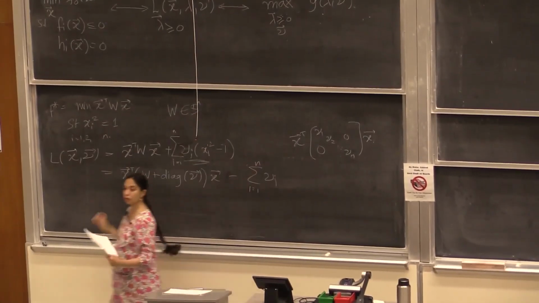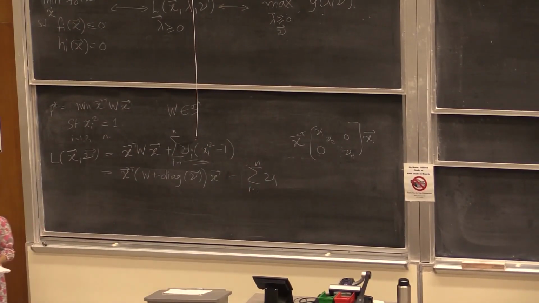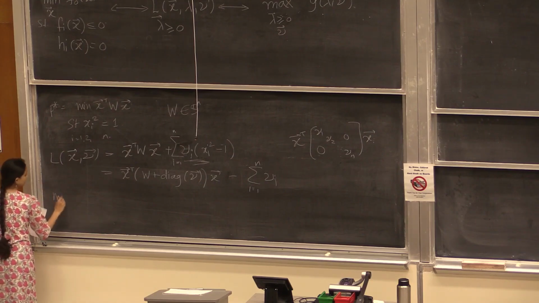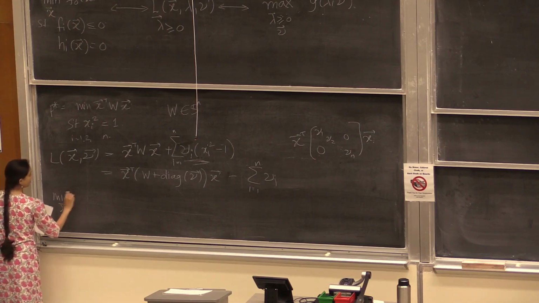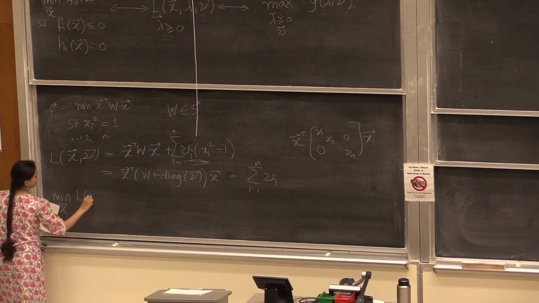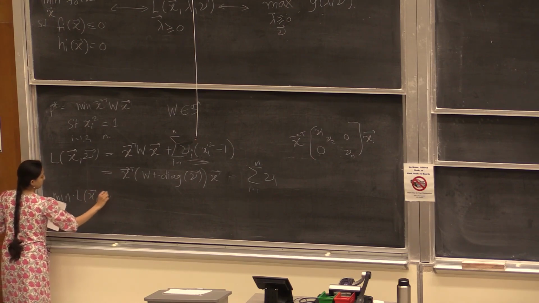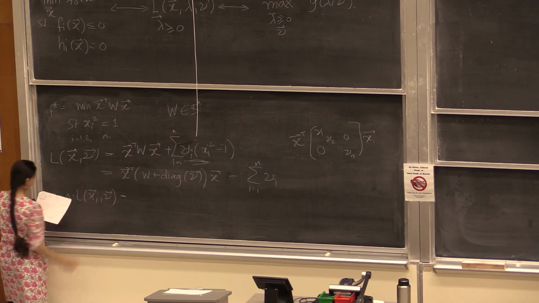Okay, that just allows me to pull all of my x's together, because the next step I want to do is minimize over the x's, right? So all I've done is pull all the terms with an x together in my Lagrangian. Now what I want to do is minimize over x of L of x comma nu.